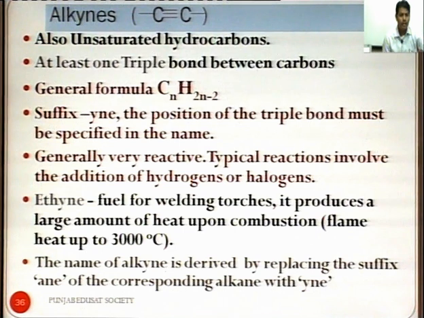The suffix is -yne, and the position of the triple bond must be specified in the name. Generally very reactive. Typical reactions involve the addition of hydrogen or halogens. Ethyne is the fuel for welding torches. It produces a large amount of heat upon combustion, flame heat up to 3000 degrees centigrade. The name of the alkyne is derived by replacing the suffix -ane of the corresponding alkane with -yne.